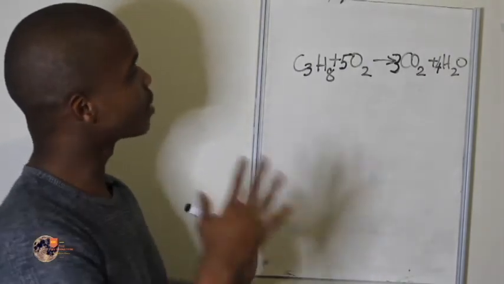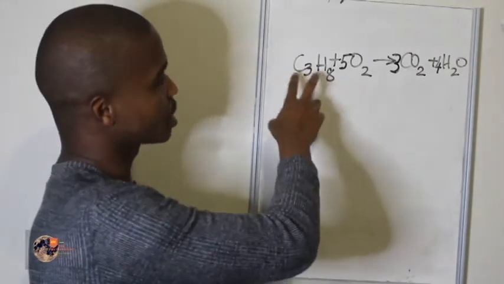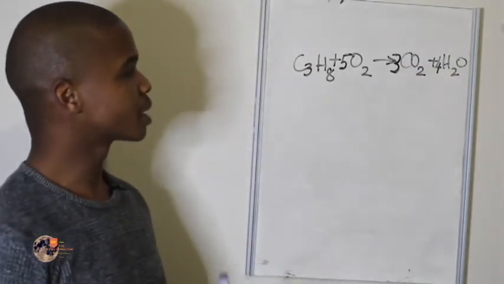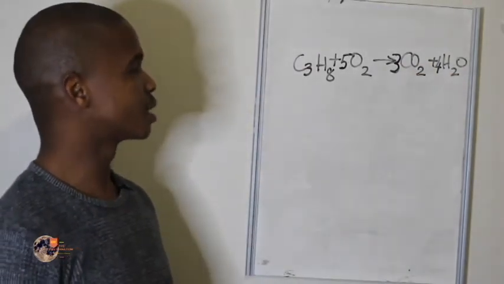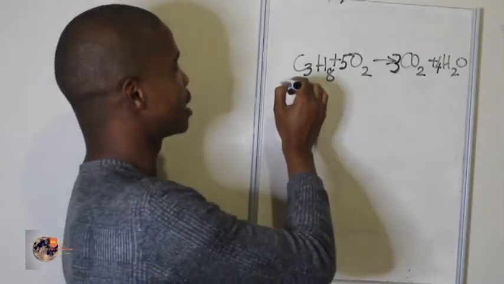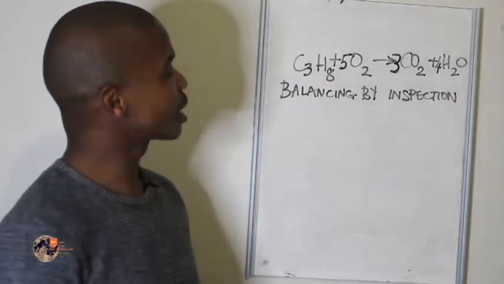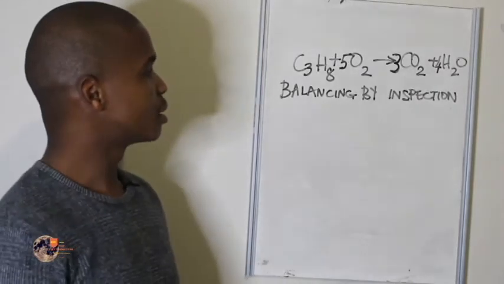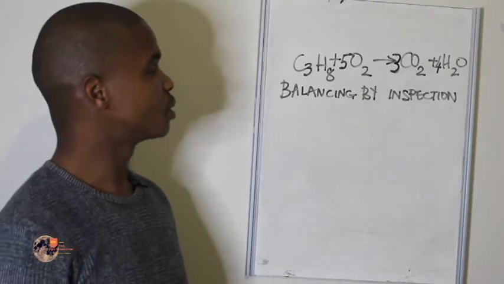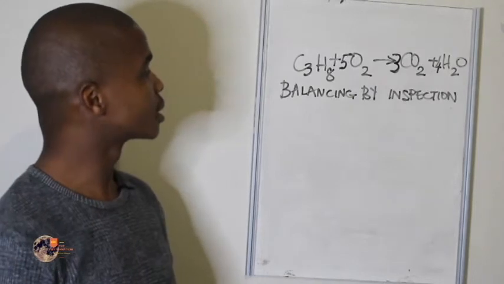Once we have added 5 oxygens, we can count each atom on this side and compare it with the same atom on that side. Then you find that your atoms are balanced on both sides. Now this is called balancing by inspection. You just look and try to make them balance. But what if there was an easier way to do that? Let's try and look for it.